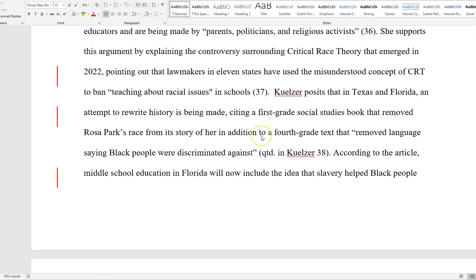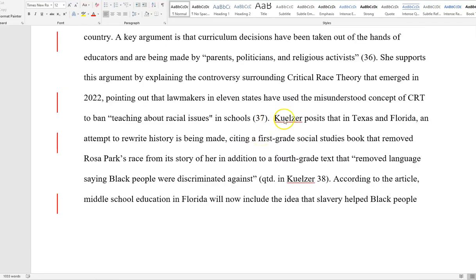Now, look at the next example. Kulzer posits that in Texas and Florida, an attempt to rewrite history is being made, citing a first-grade social studies book that removed Rosa Parks' race from its story of her, in addition to a fourth-grade text that removed language saying black people were discriminated against. Notice what's happening here. Quoted in Kulzer 38.